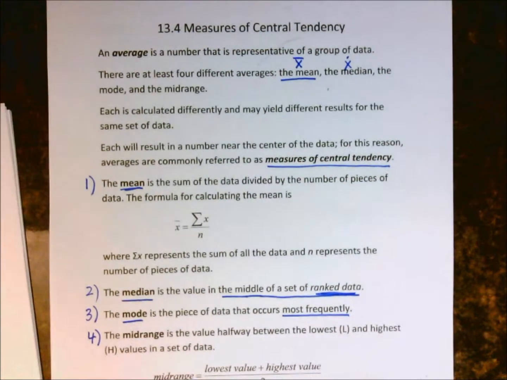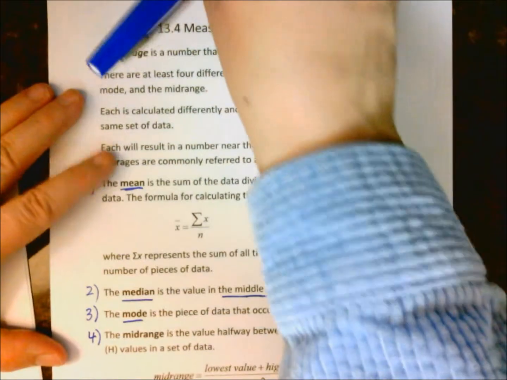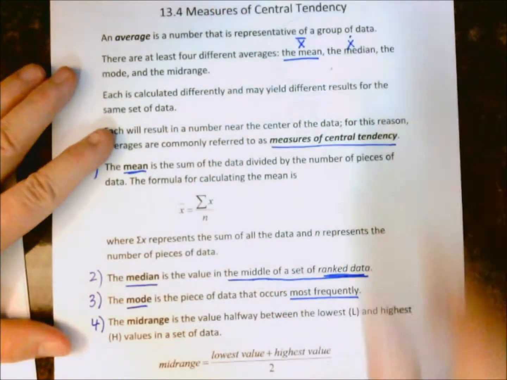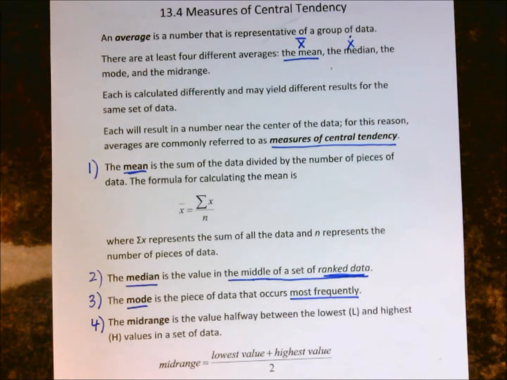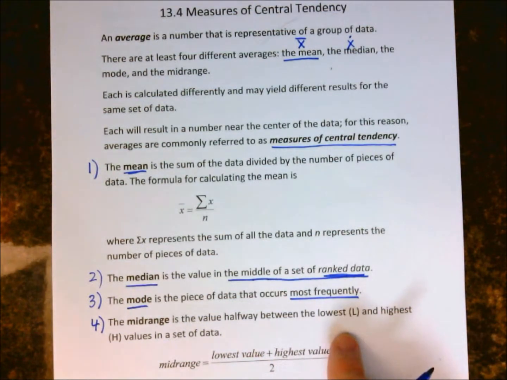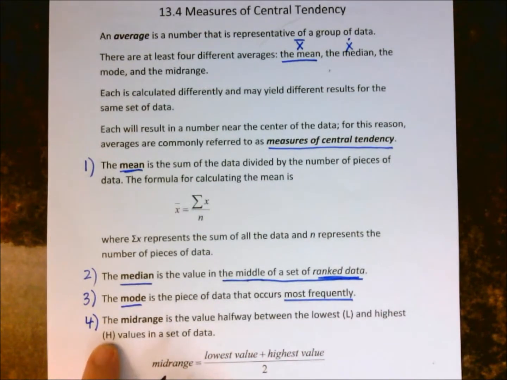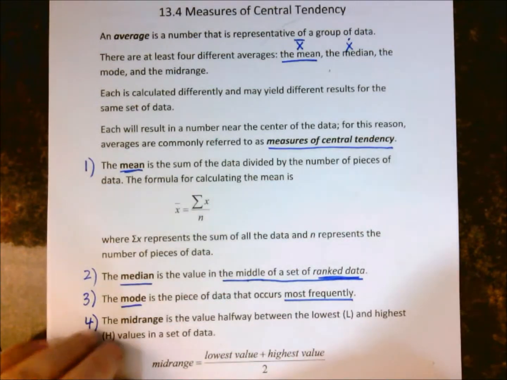This one you don't see that often. The mid-range is the value halfway between the lowest, which they're calling L, and the highest, which they're calling H, in the set of data. So you simply take the lowest value and the highest, add them together, divide by 2. So you average the high and the low, and that gives you the mid-range. Okay, so now we have the vocabulary, and we'll be ready to start working with a few examples.